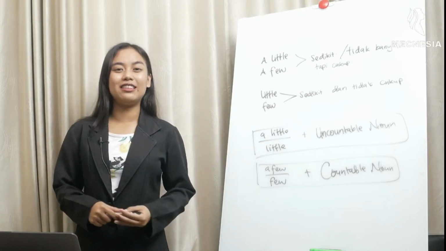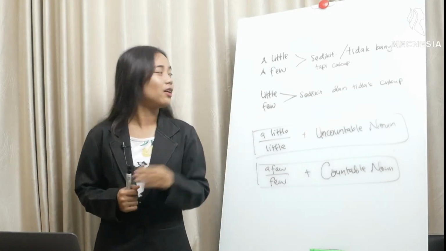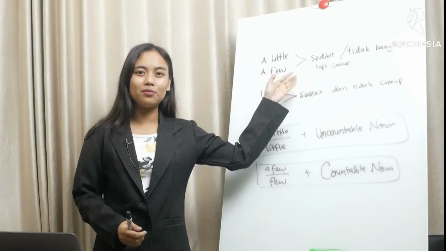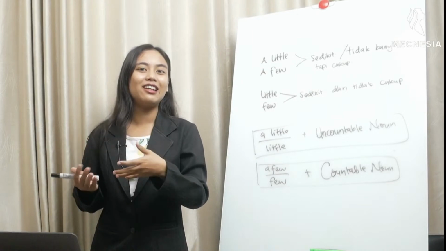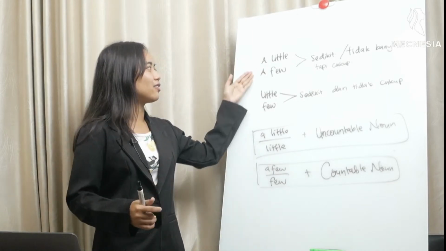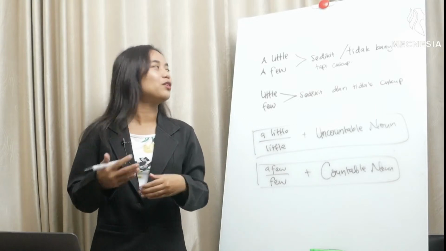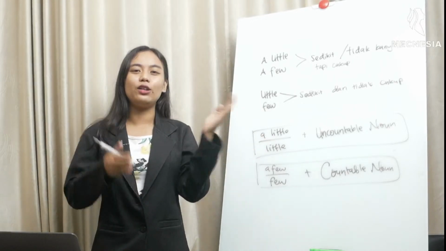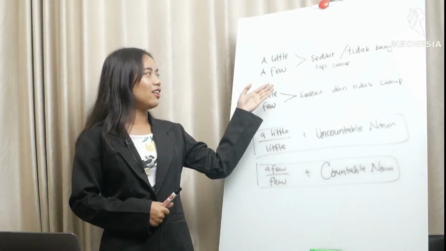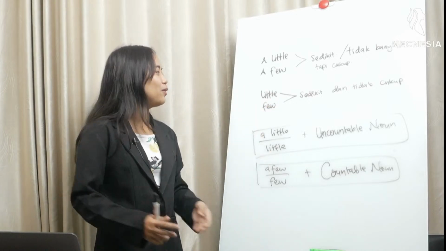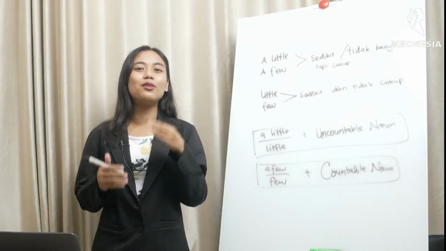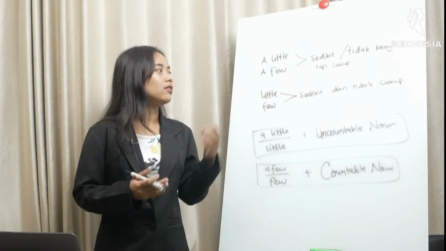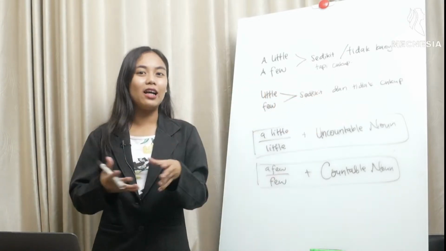So 5 minutes ago we discussed a little, a few, little, and few. All of these words are used to talk about sedikit. Jadi semua kata-kata ini digunakan untuk membicarakan sedikit. But what's the difference? Apa sih bedanya? Yang satu pakai a, yang satu enggak? When you use little and few with the article a, a little and a few, it means sedikit, tapi bendanya cukup. But when you only use little and few, it means that the thing is a little, sedikit, but it's not enough, tapi nggak cukup.